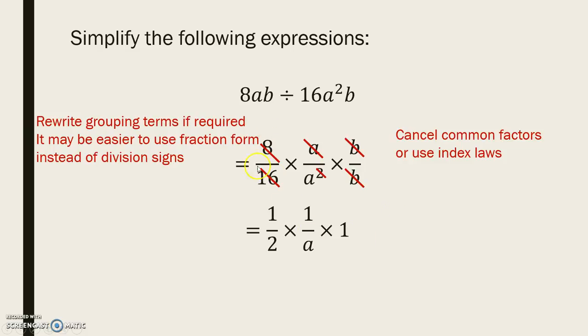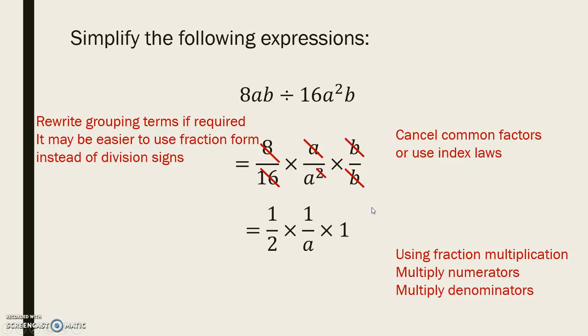So we're left with a half from the coefficients, 1 over a, because a divided by a is 1. And then here we have b over b is 1, because when you divide a number by itself, it's 1. And remember, pronumerals are just numbers, they just don't have the specific value. So we combine them together using our knowledge of fractions. Multiply the numerators, multiply the denominators. So that's 1 over 2a is the answer.